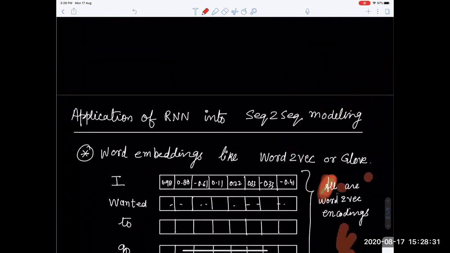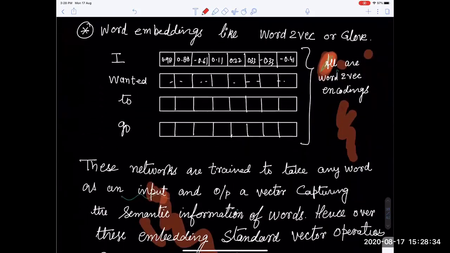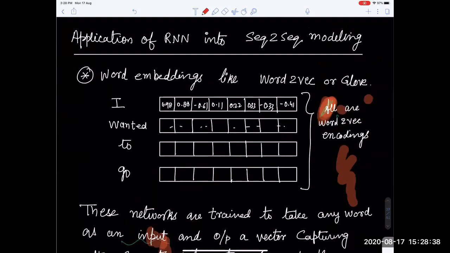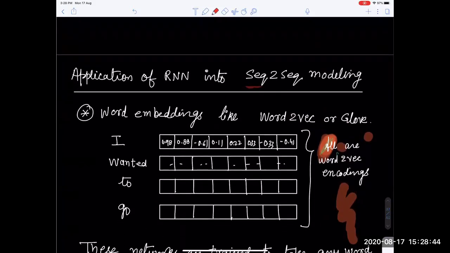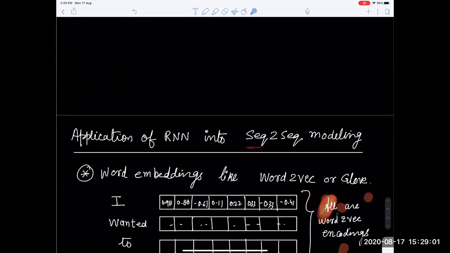But the other point I wanted to make is that now we are going towards another area, sequence to sequence modeling. So what is sequence to sequence modeling? For this, transformers are most of the time being used, and in fact RNN is also being used for the same thing.